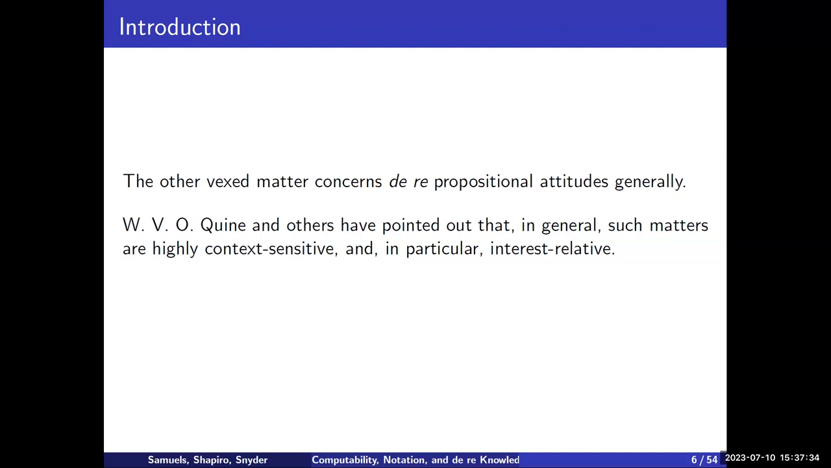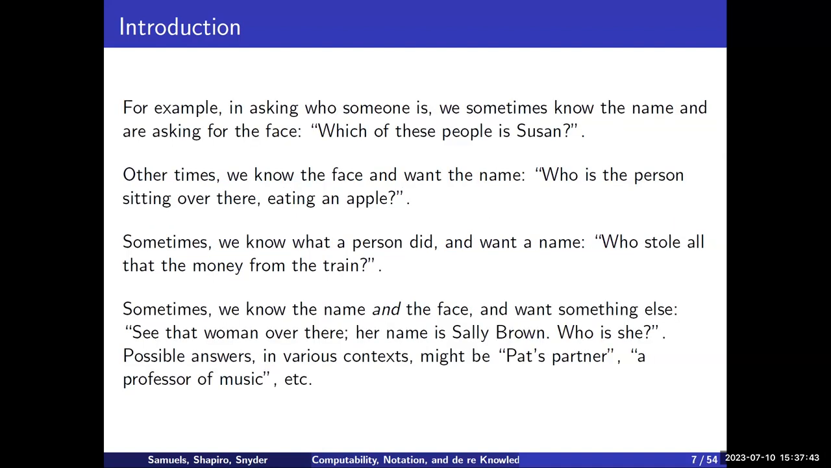The other vexed matter here concerns de re propositional attitudes generally, right? So Quine and others have pointed out that in general, such matters are highly context sensitive, in particular, interest relative. For example, when asking who someone is, we sometimes know the name and are asking for the face. Which of these people is Susan? Other times we know the face and want the name. Who is that person sitting over there eating an apple? Sometimes we know what a person did and want a name. Who stole all that money from the train? Sometimes we know the name and the face and want to know something else.